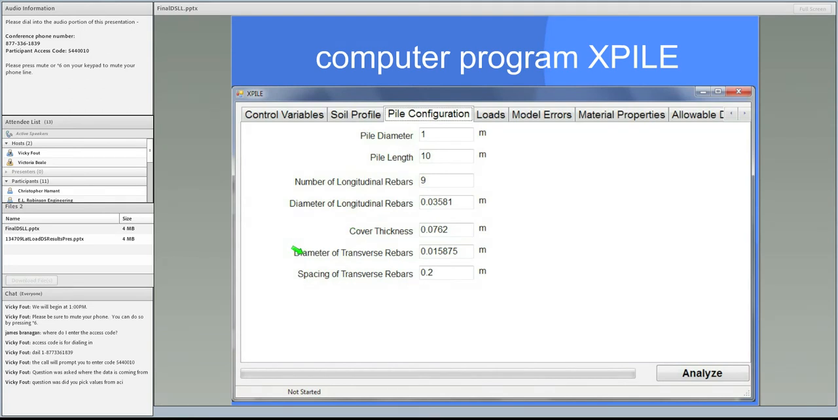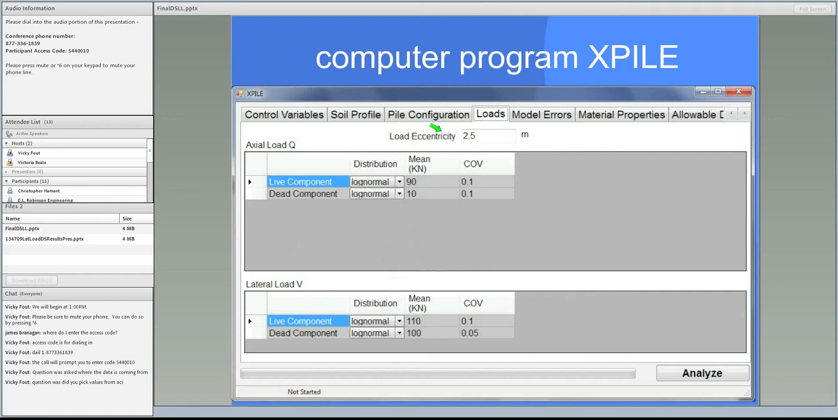The system failure probability is the largest among all the failure probabilities because the system failure is a union of all the individual limit states. So in the design, we have to consider system failure, but in practice, we didn't consider that. There's something that we can improve.